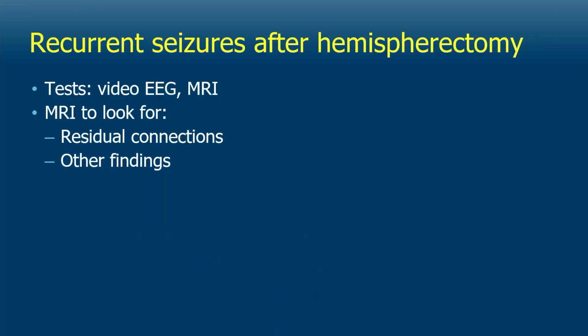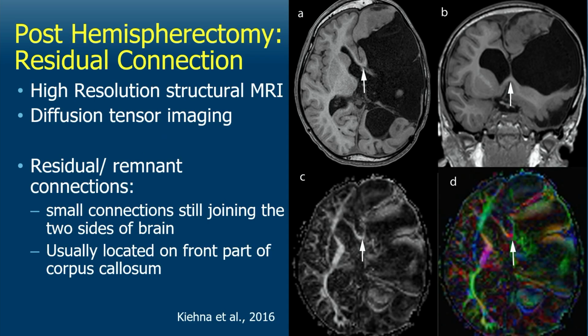So what happens if a child develops recurrent seizures after hemispherectomy? Typically, a video EEG will be done and an MRI will also be requested. For the MRI, we would typically do high-resolution structural MRI and diffusion tensor imaging to look for residual connections and other findings. So let's go through in more detail.